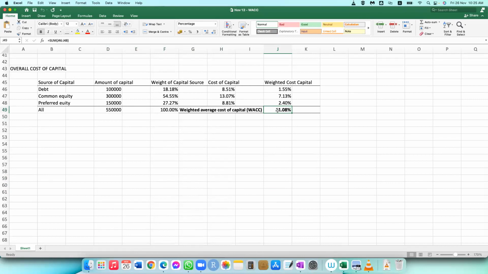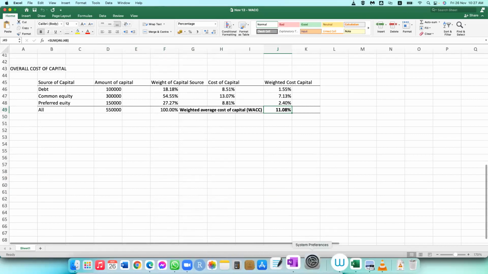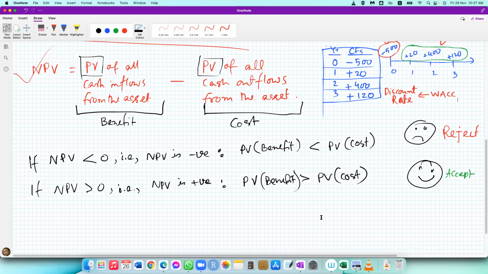Got it? Got it or not? Okay, so whenever you need to calculate the present value, you need the discount rate. So which one will be the discount rate? The discount rate will be the weighted average cost of capital. The weighted average cost of capital that we have already learned how to do, right? So in this case, for this particular asset, let us calculate the NPV.